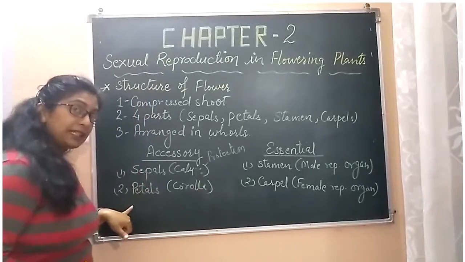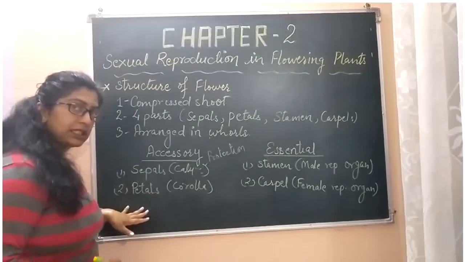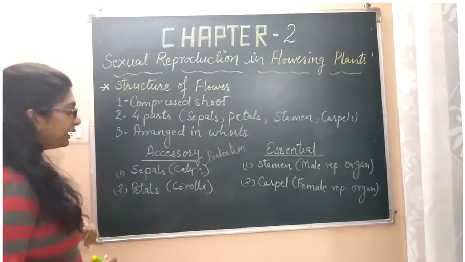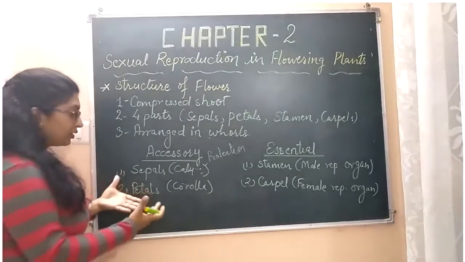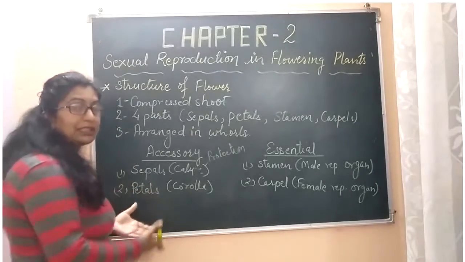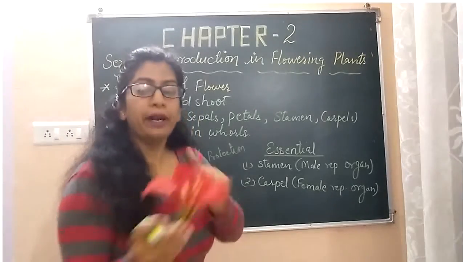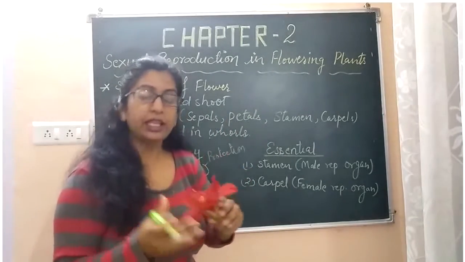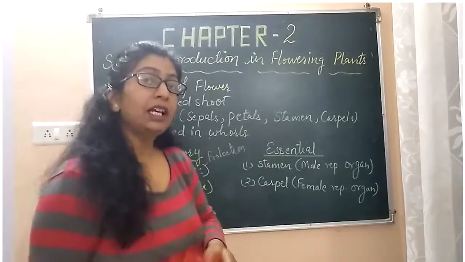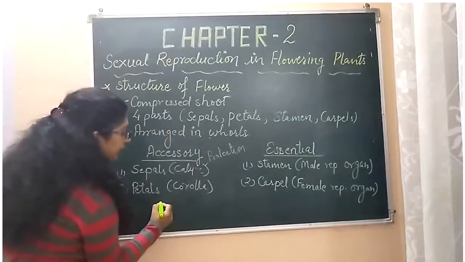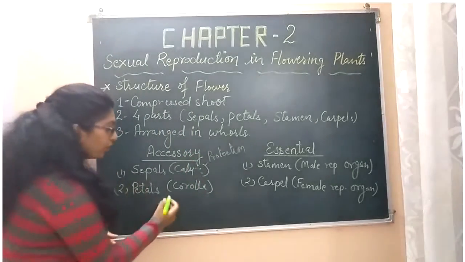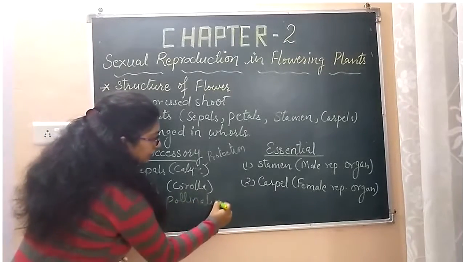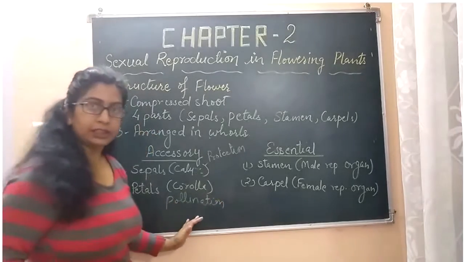Second is your petals. This is also another accessory organ. It is known as corolla. And what is the function? First of all, these petals, as you have seen, are brightly colored. And what will be the function of these petals? The function is to attract the insects for pollination. That means it helps in pollination.